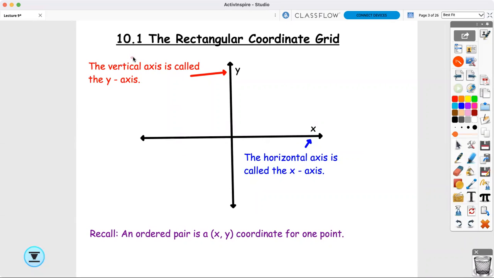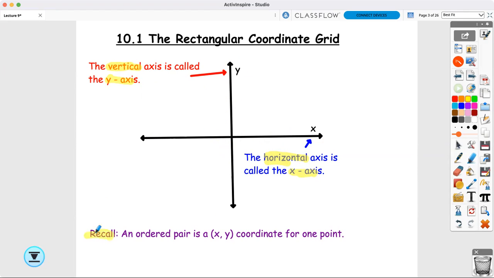So the vertical axis is called the y-axis, and know the difference between vertical and horizontal, right? Because that's going to help us out as we move forward in our math. So the vertical axis is called the y-axis, where the horizontal axis is called the x-axis. So we have the horizontal and then the vertical.